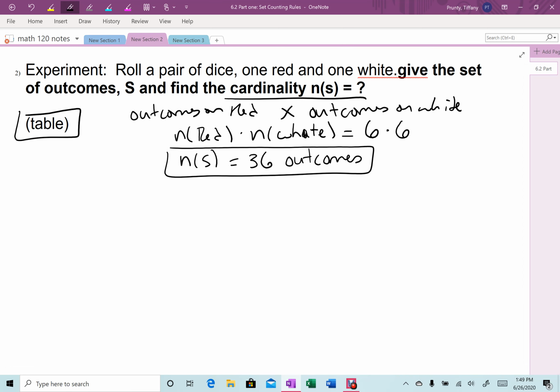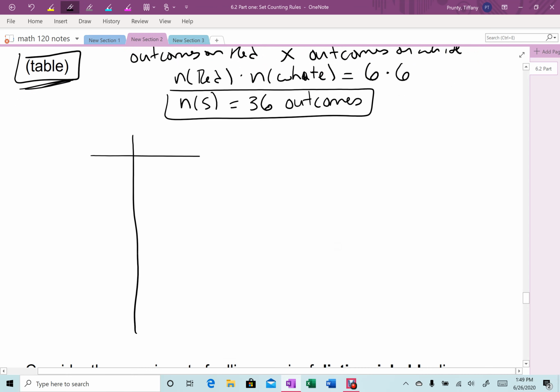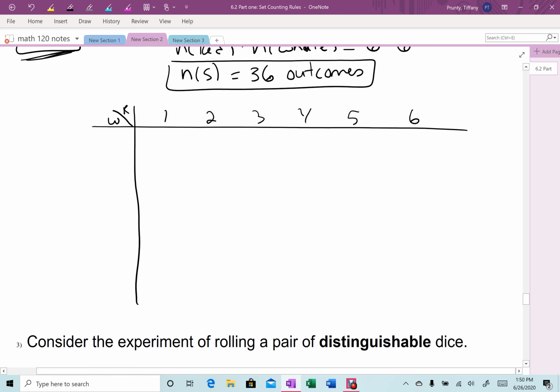All right, and that's always going to be our case, 2 distinguishable dice. So these 36 outcomes, you're going to want to make sure you know how to find and understand. All right, so I'm going to use a table to help me out. I'm going to draw my table here, where on the top row is going to be the red dice, and the side here is going to be the white. So the red dice can have the numbers 1 through 6, and the white dice can also have the numbers 1 through 6.